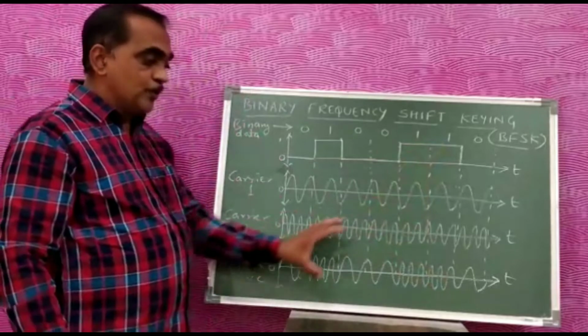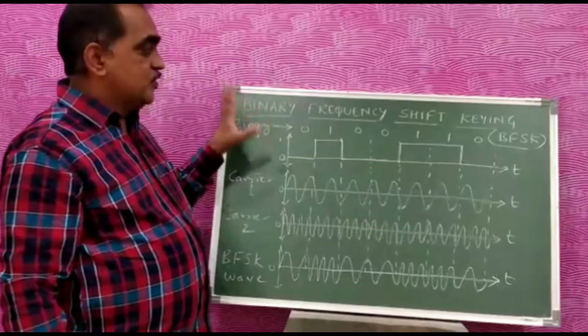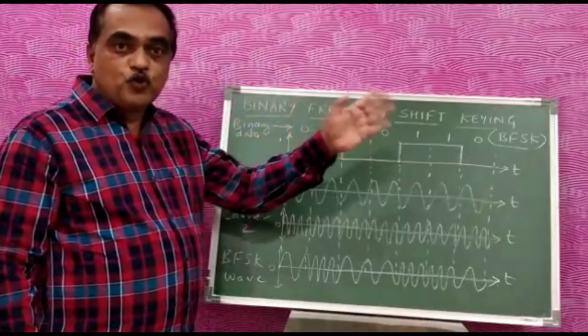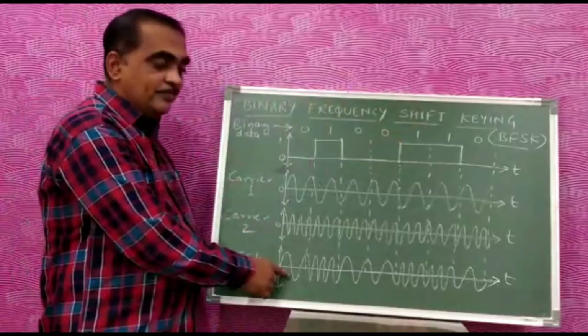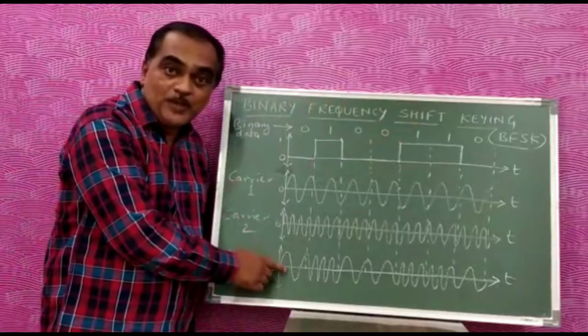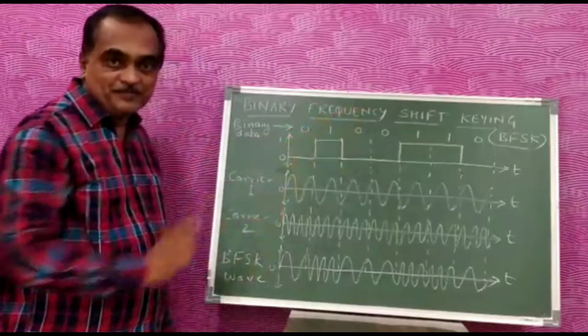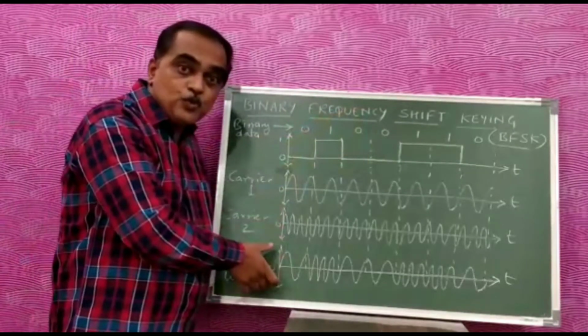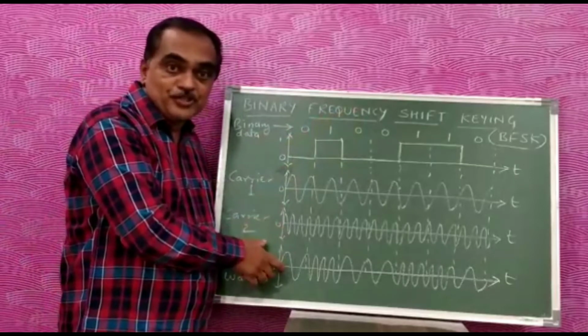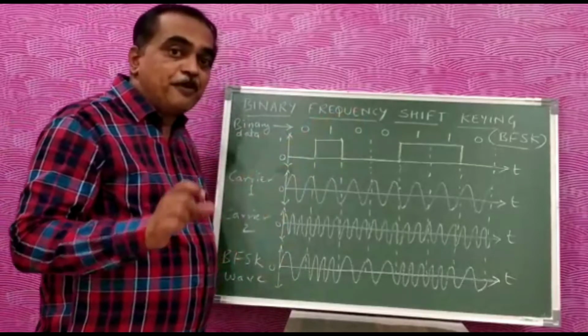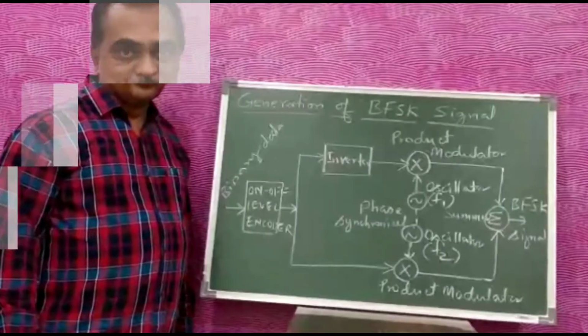So at the output you can see, as the data is varying 0, 1, 0, 0, 1, 1, 0, the frequency of the carrier is varying according to this data, keeping the amplitude and phase of the carrier constant. Now this is your frequency shift keying concept.